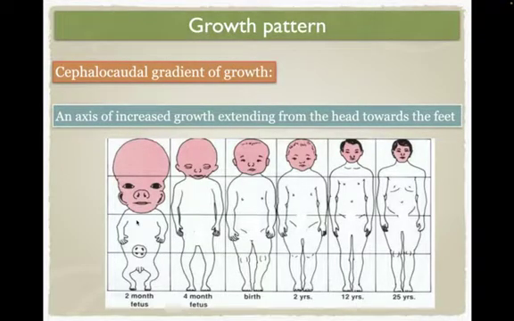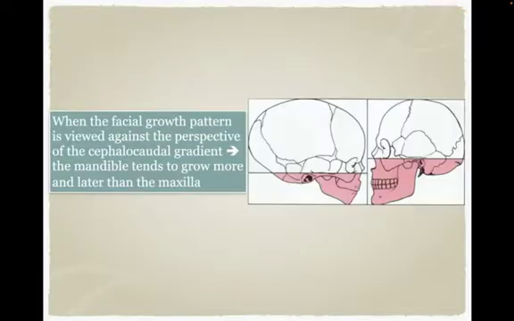As we discussed here, this is during the intrauterine life, and you can see that the growth is happening more as you go downward. So here the lower limbs are growing more than the upper limbs. The upper limbs are growing more than the head, and we call this cephalocaudal gradient of the growth.